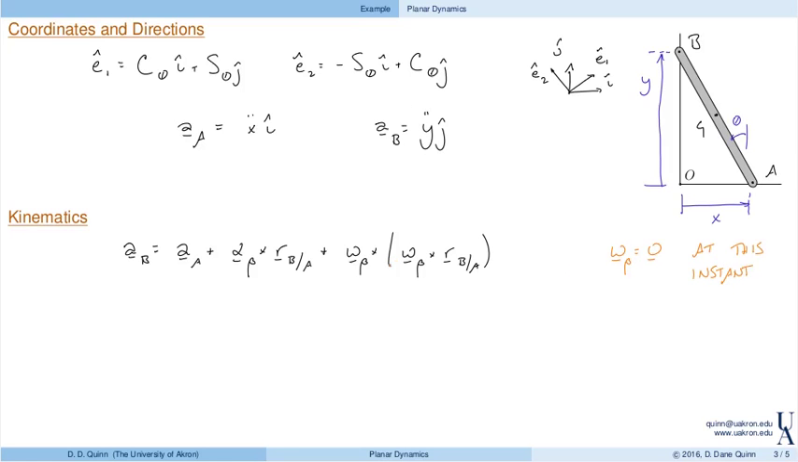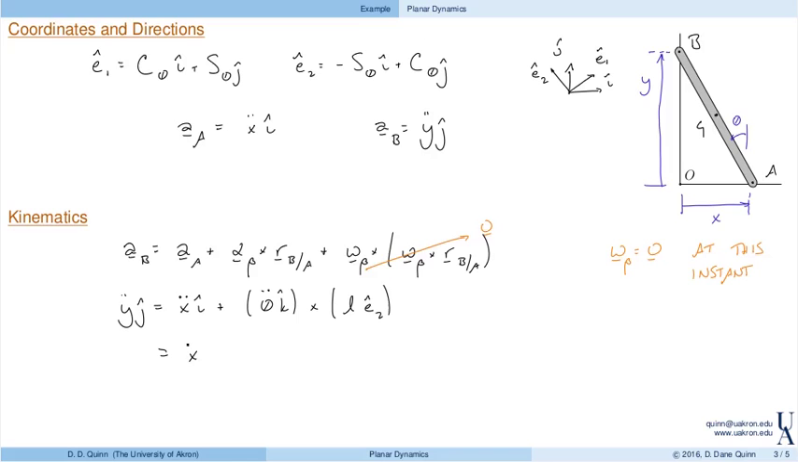As a result, this last term drops out. But we still have the remainder of these terms. So, filling in what we know, the acceleration of B was y double dot in the J direction. The acceleration of A was given as x double dot in the I direction. And then with this angle theta defined as shown, the angular acceleration of the bar is theta double dot in the K direction. And finally, the position of B with respect to A is L in the E2 direction.